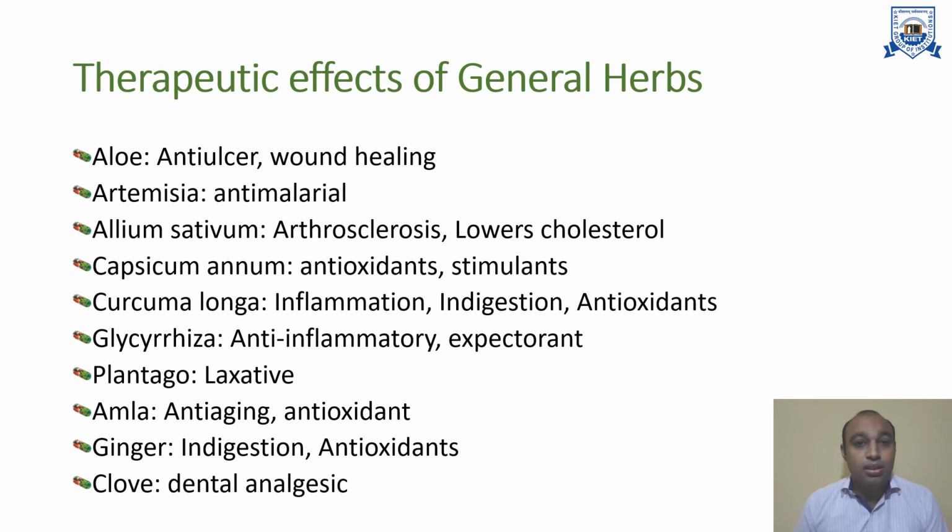Here are some of the plants which are being used as drugs, and we have learned about them in pharmacognosy also. I have given a few here: aloe as anti-ulcer, wound healing activity; artemisia, anti-malarial activity; allium sativum, atherosclerosis, lowers cholesterol level; capsicum annuum, antioxidant and stimulant action; curcuma longa, inflammation, indigestion, antioxidant, and many other functions. Glycyrrhiza glabra, anti-inflammatory, expectorant action; plantago, laxative; amla, anti-aging effect, antioxidant effect; ginger, indigestion, antioxidant; clove, dental analgesic.